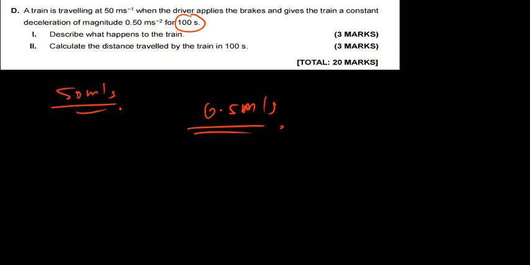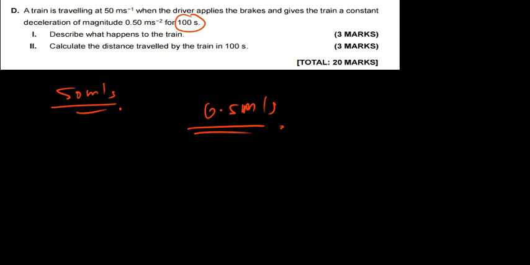Okay, so you can see the duration was just too much, 100 seconds, which is about a minute 40 seconds. So it was changing at 0.5 meters per second each second for about 100 seconds for it to come to rest, but it didn't come to rest. Okay, so that's what was happening to the train.